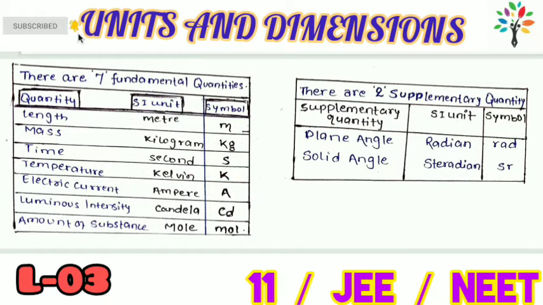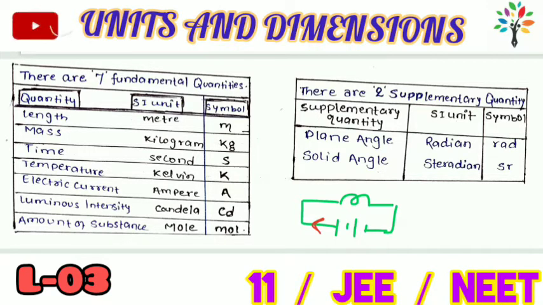Now the next fundamental quantity is electric current, about which you have studied in class 10th also. We use ampere to measure electric current. Suppose there is a circuit with a power supply source, a battery, and a bulb connected. If we need to calculate how much electricity this cell supplies, this current is measured in ampere.